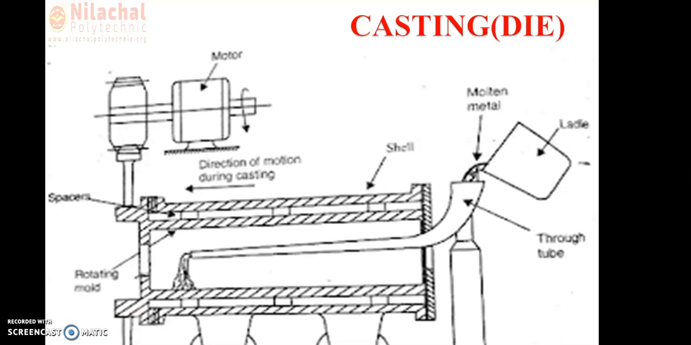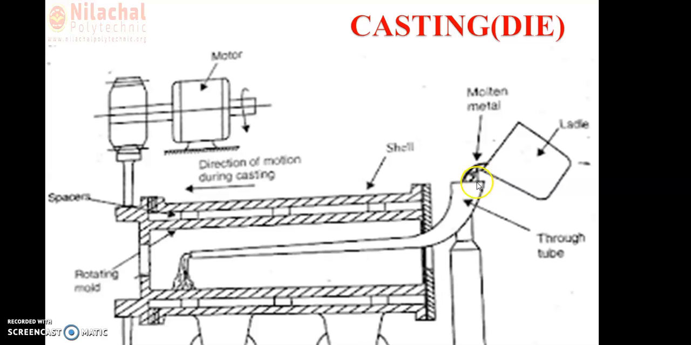So here in the figure again, I want to convince you. This is the mold which is rotating. We have a motor here. It is a symmetrical diagram. Here we have the ladle. With the help of this ladle, we collect the molten metal from the furnace and bring it to the mold.